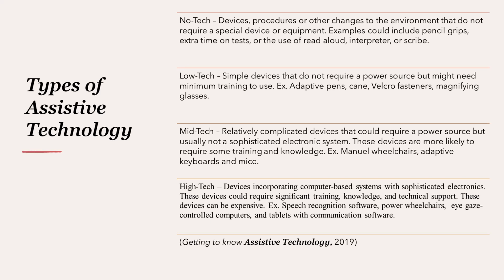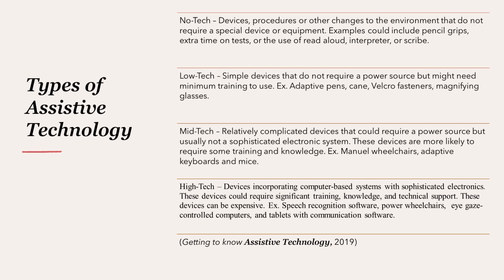Mid-tech, which is a little more complicated devices that could require a power source but are usually not a sophisticated electronic system. So these devices are more likely to require some training or knowledge. So a manual wheelchair, adaptive keyboards, and mice.